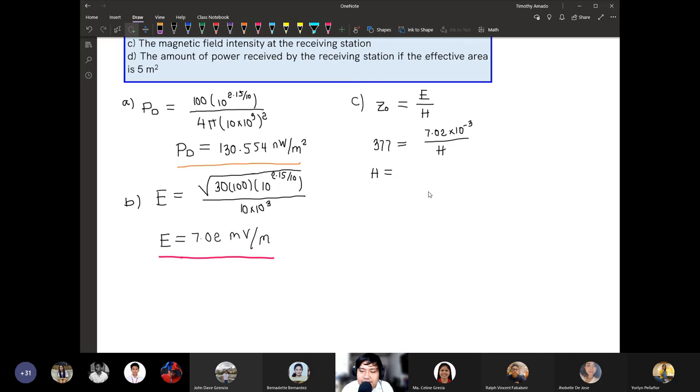So what is H, guys, if that's the case? Bali, 7.02 times 10 to the minus 3 divided by 377. Anong makukuha? Okay, so we have 18.62. Anong unit nito, guys? Ampere per meter to. So, microampere per meter.